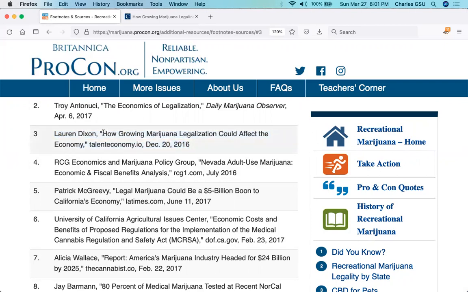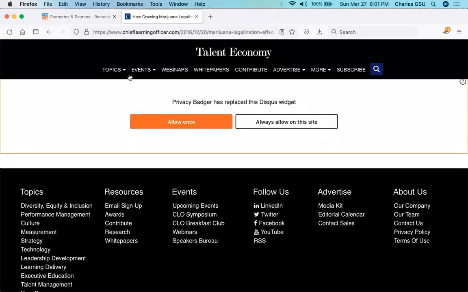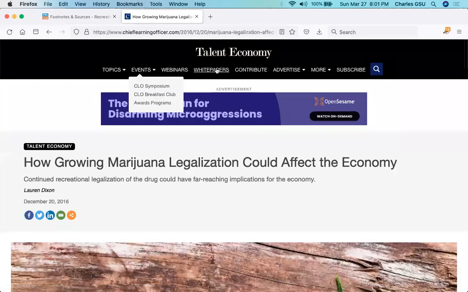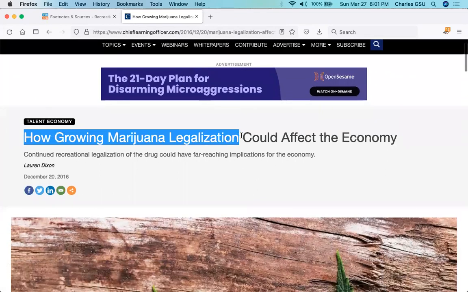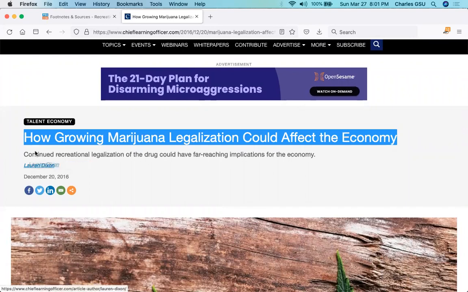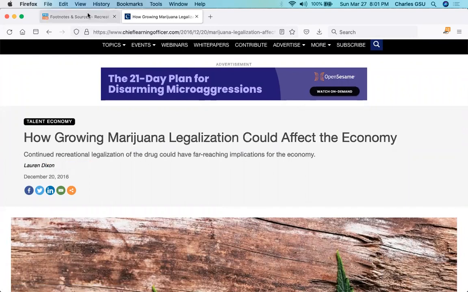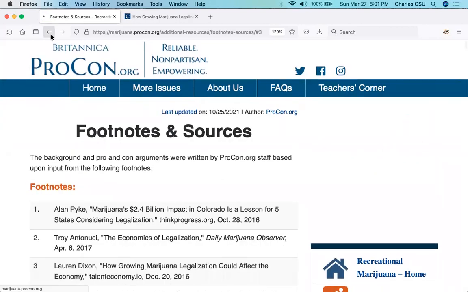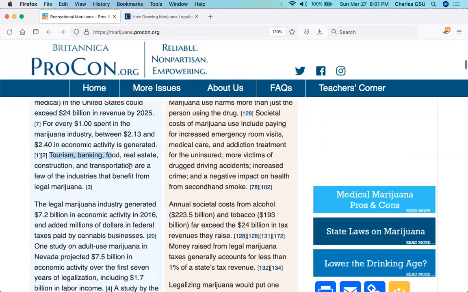information is correct. So if you were to search for this article by Lauren Dixon, which is from Talent Economy, then you would find this article here, okay? Talent Economy, you can see that's the title of the article, and here's the author. And so what we were looking for was a collection of these categories: tourism, banking, food, real estate, construction. So let's just take one of these, like banking, and see if it's there. Okay.